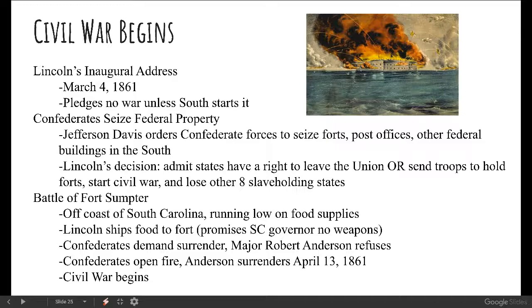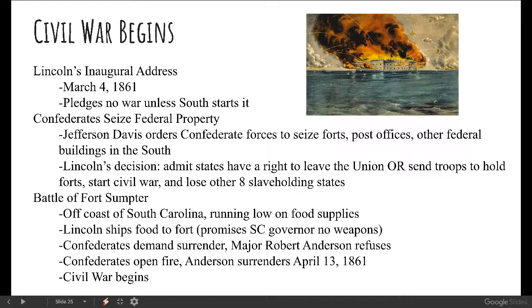And so Lincoln has a tough decision to make here. He can either admit that the states have a right to leave the Union, which he feels they really don't, or he can send troops to hold those forts, which would start a civil war and lose the other 8 slaveholding states who had not seceded just yet. So he has this really difficult choice to make. Do we acknowledge that these states have a right to just break off whenever they feel like it? Or do we keep them in the Union, risk losing other states, and start a civil war?